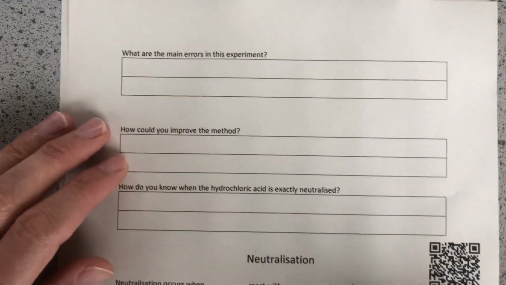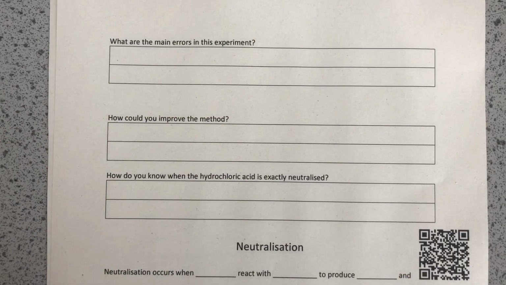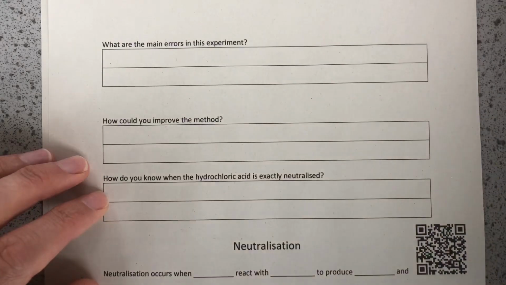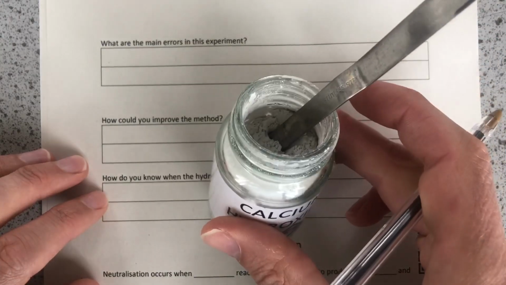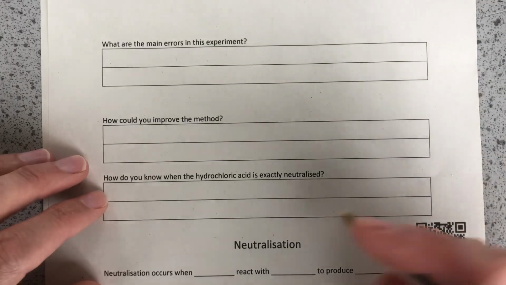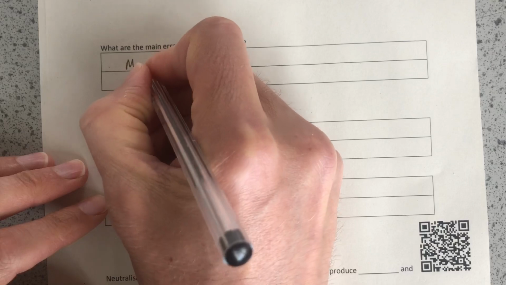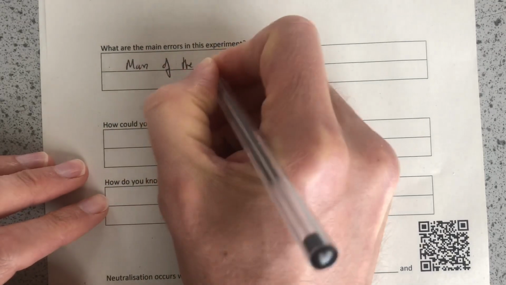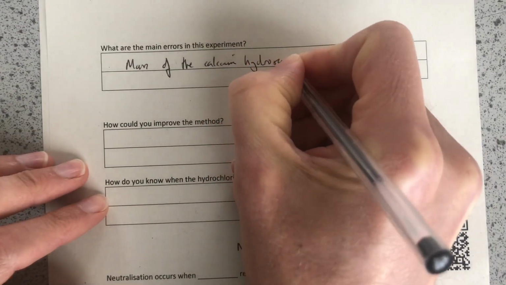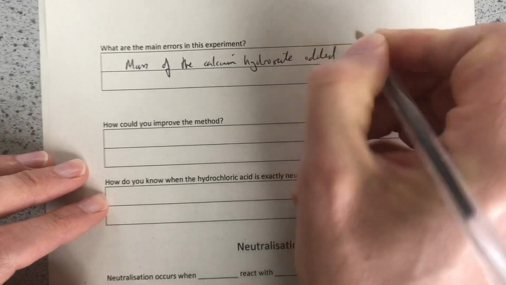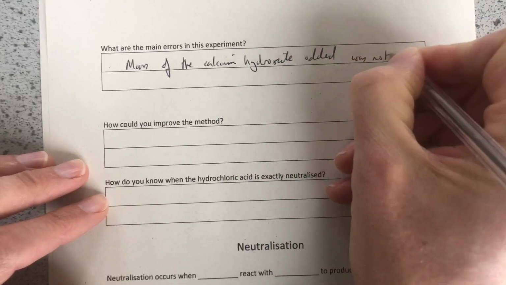Right, now we do these core practicals, and you have to be able to answer questions about how to improve. Now there's one massive error and one massive way we can improve with that practical, and hopefully you've spotted it, and it is using the spatula to add the calcium hydroxide. What's to say one spatula is the same size as another spatula? So the main error is the mass of the calcium hydroxide. It's not fair, we're adding different amounts each time. The mass of calcium hydroxide added was not the same.